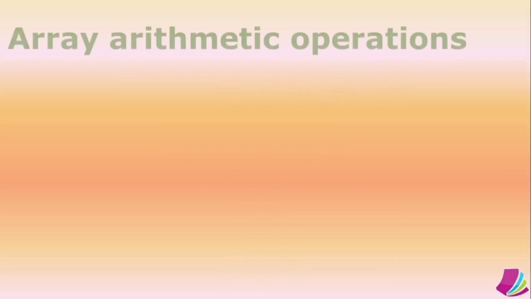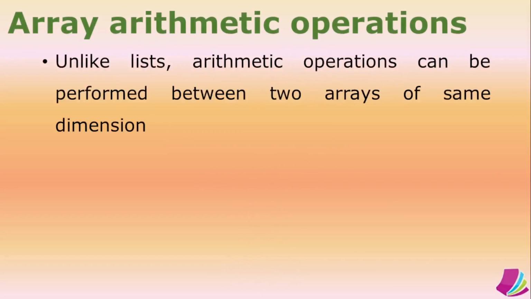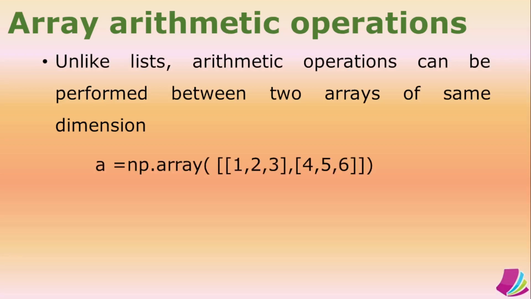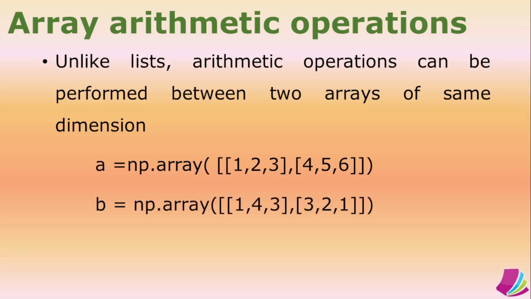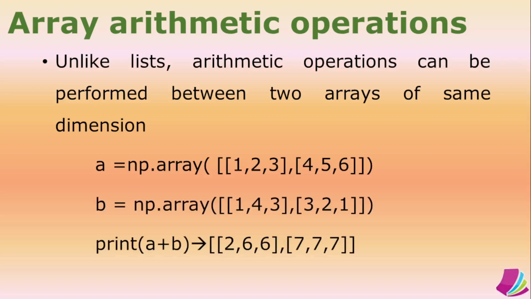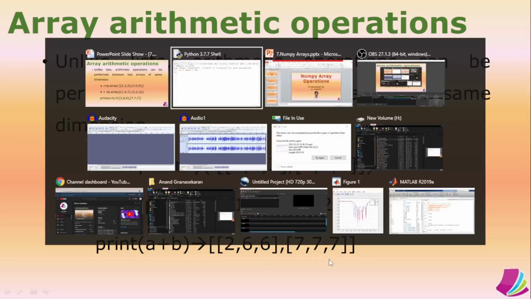So first, the basic operations are the arithmetic operations. Unlike lists, arithmetic operations can be performed between two arrays of the same dimension. Here's an example. Here I created a two-dimensional array and stored it in the variable A, and another two-dimensional array that is stored in the variable B. When I perform A plus B, it performs element-wise addition. So 1 plus 1, 2, 2 plus 4, 6, 3 plus 3, 6, 4 plus 3, 7, 5 plus 2, 7, 6 plus 1, 7. So it performs element-wise addition. Let me demonstrate here.